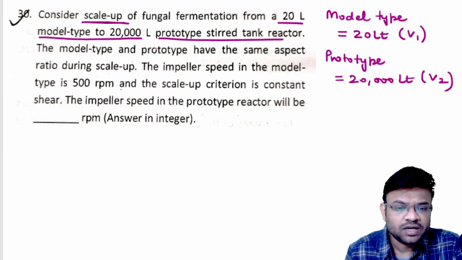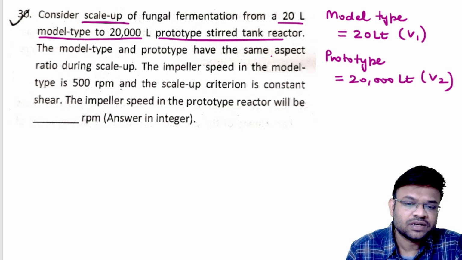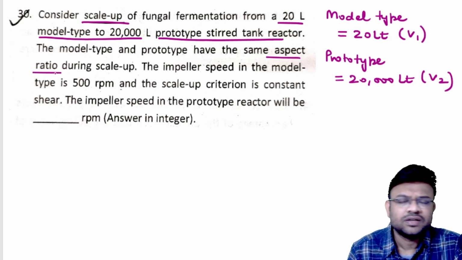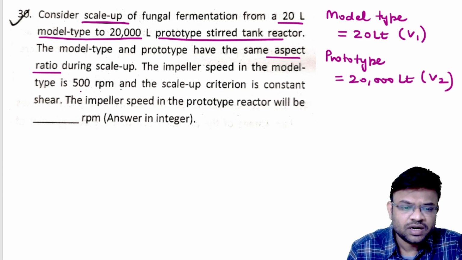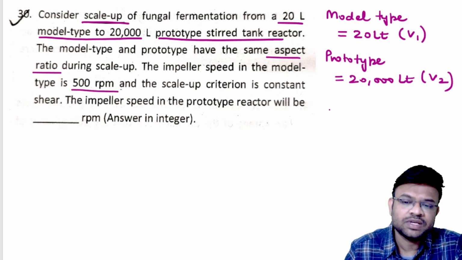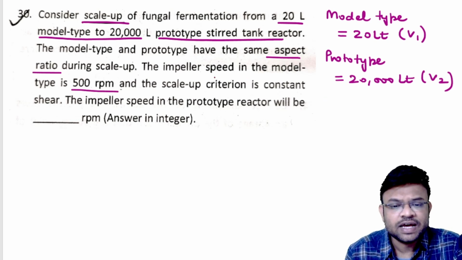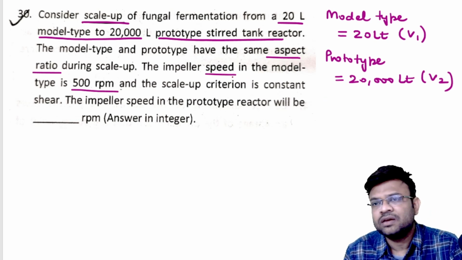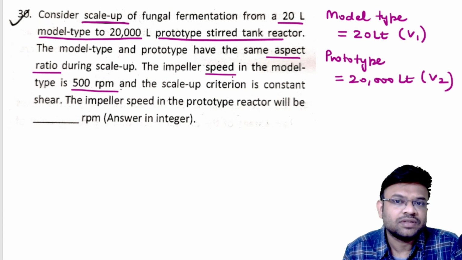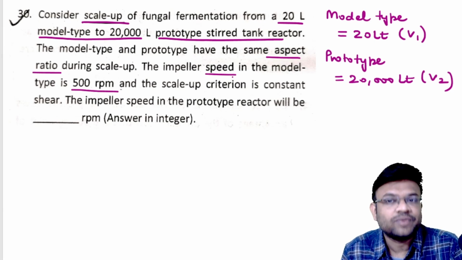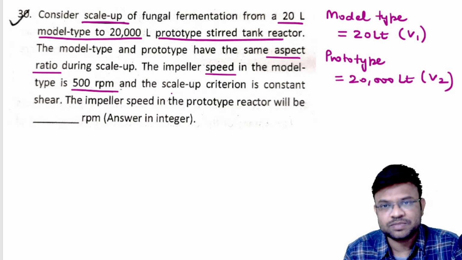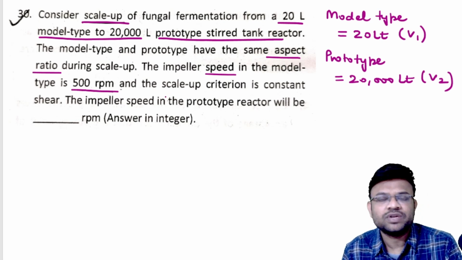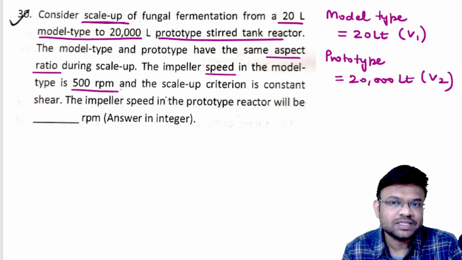Now the model type and prototype have the same aspect ratio. That means the geometrical things are the same, and the impeller speed in the model type is 500 rpm. This is a way of representation. They write impeller speed, but they are implying the impeller frequency. Why am I saying impeller frequency? Because you can see that rotation per minute has been given. Rotation per minute is actually not speed, it is the frequency of the impeller.